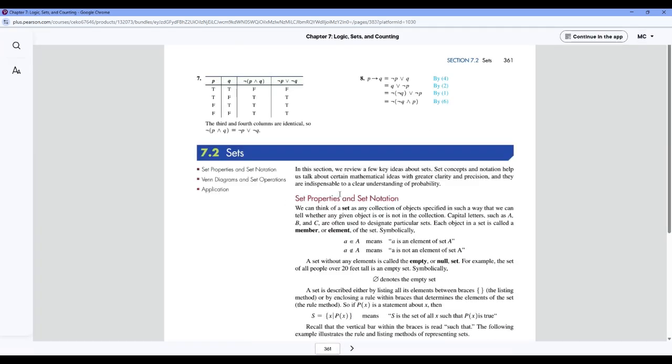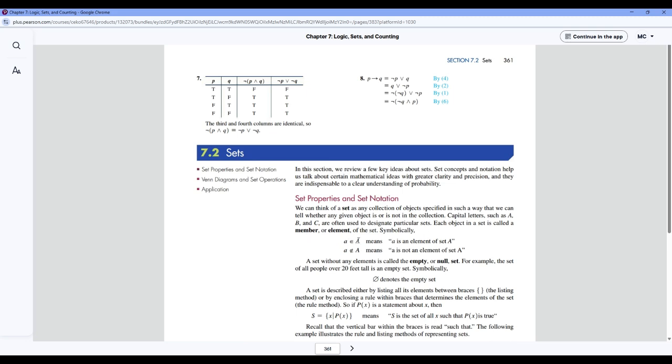All right, set properties and set notation. We think of a set as a collection of any object specified in a way such that we can tell whether any object is or is not in the collection. Capital letters, A, B, C, help designate particular sets. Each object in a set is called a member or an element.